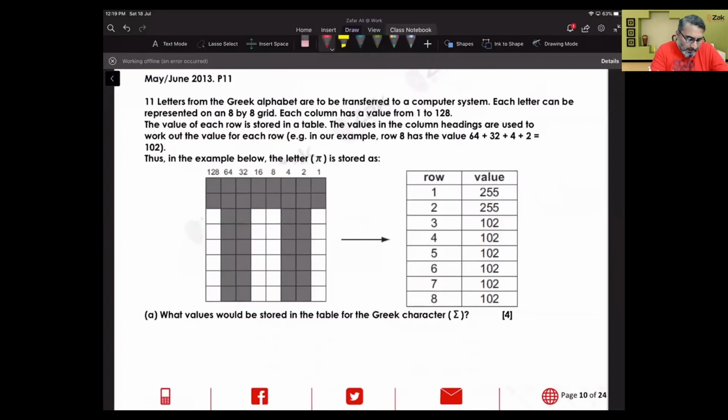Now, letters from the Greek alphabet are to be transferred to a computer system. Each letter can be represented on an 8 by 8 grid. Each column has a value from 1 to 128. The value of each row is stored in a table.